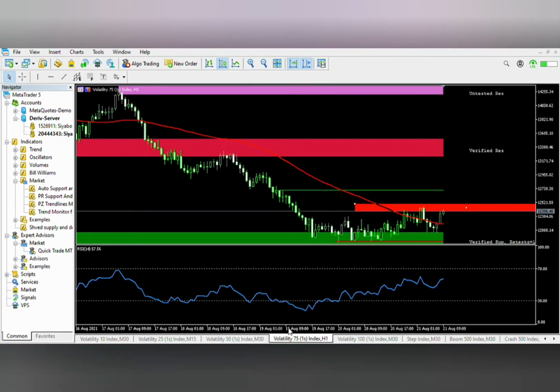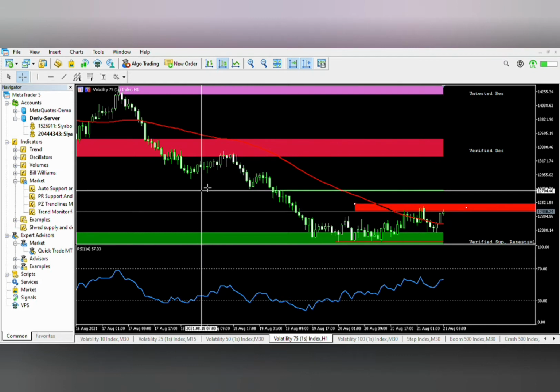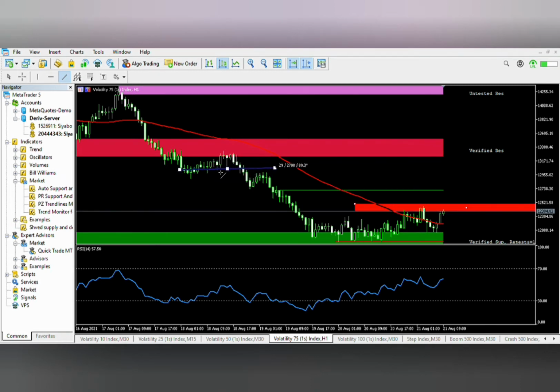We look for a break of printed higher highs and lower lows. That is where we are looking to take trade. If the higher high is broken, we are looking for the buy opportunities. If the lower low is broken, we are looking for the sales opportunities. This is the lower low I'm talking about.